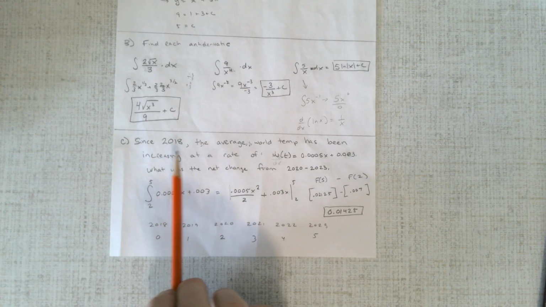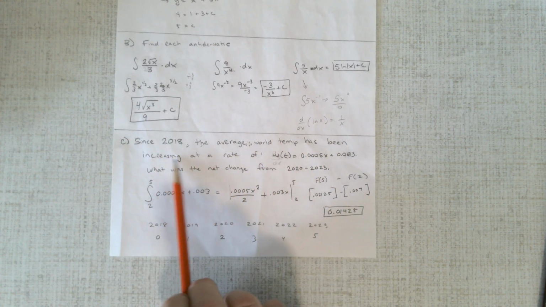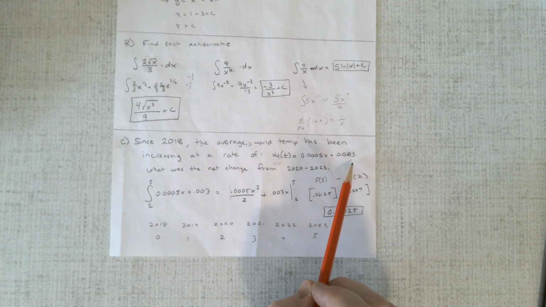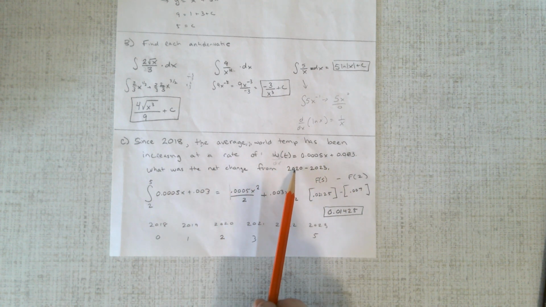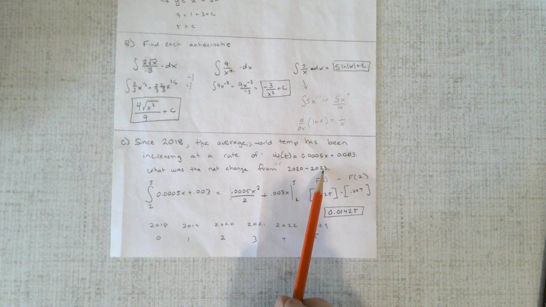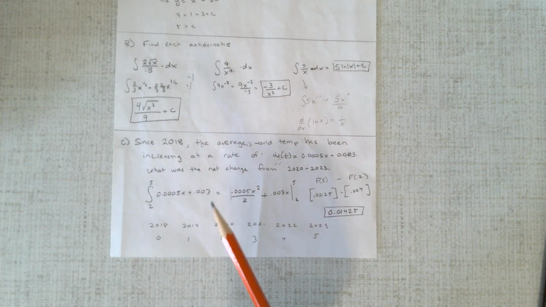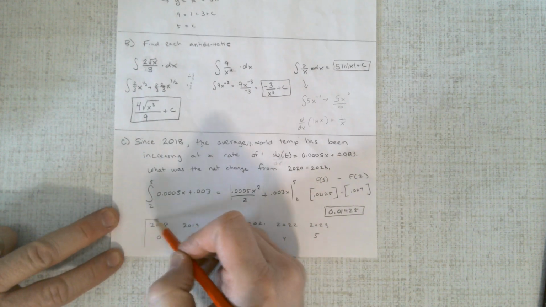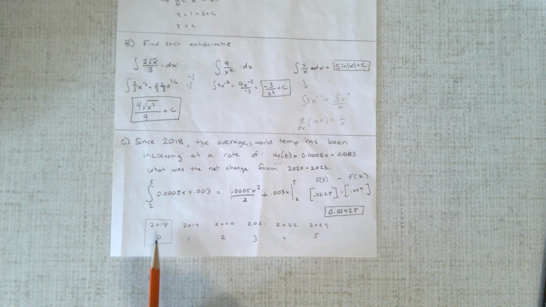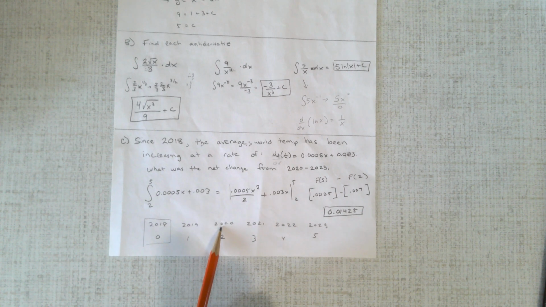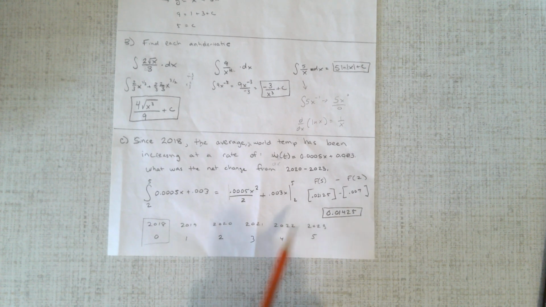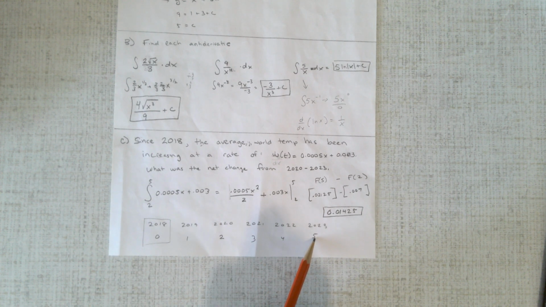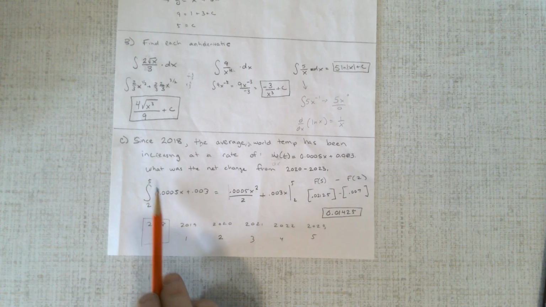C, since 2018, the average world temperature has been increasing at this given rate here. What was the net change from 2020 to 23? Well, the problem starts off with 2018. So this is year 0. This is year 1, year 2, year 3, year 4, year 5. So we're basically talking about year 2 to year 5. So there's 2 and 5.